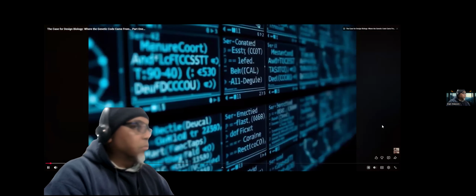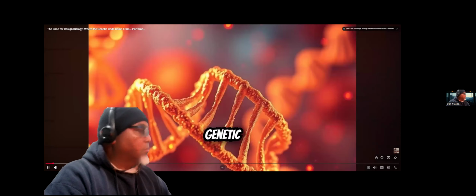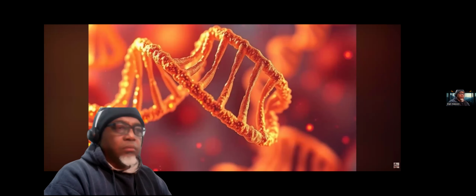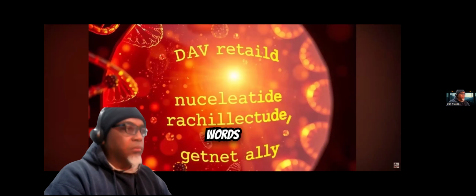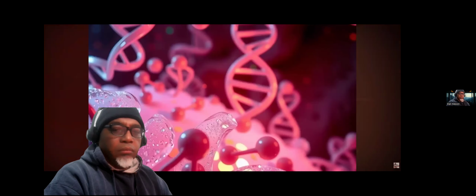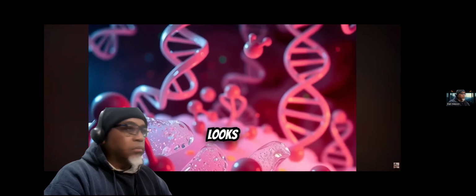The case for design biology, where the genetic code came from. Part 1. The genetic code is at the heart of life. DNA keeps instructions in a 4-letter alphabet. Those letters make words and phrases that inform cells how to make proteins. The system looks like a language that is written down.